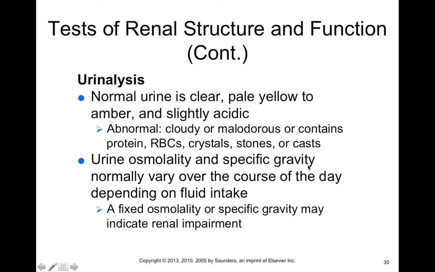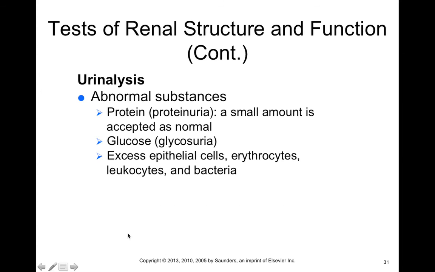Urine osmolality and specific gravity should normally vary over the course of a day due to fluid intake, but a fixed osmolality or specific gravity can indicate renal impairment, where if you're not seeing normal fluctuations in GFR due to increases or decreases in blood volume from fluid intake or fluid loss, this can indicate kidney disease.